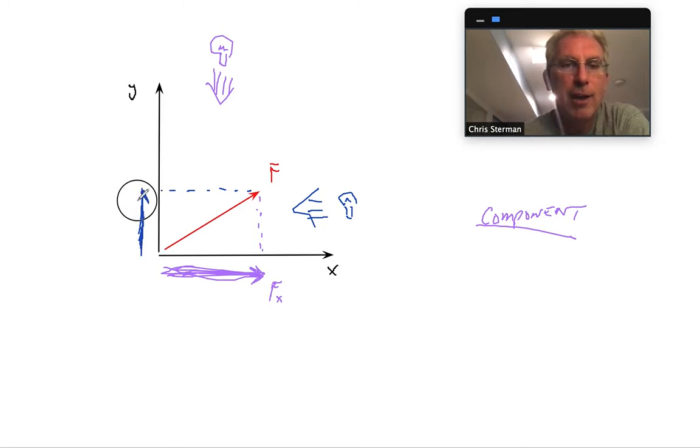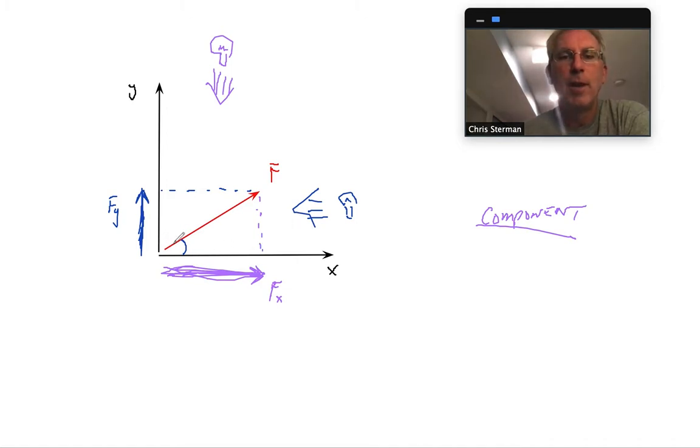How come the shadows are not the same? Well, it's because the force is not oriented at exactly a 45-degree angle. If I was at an exact 45-degree angle, then the y component, or the shadow on the y-axis, would be the same as the shadow on the x-axis. But here, my angle down here is lower than 45, so my x shadow is longer.